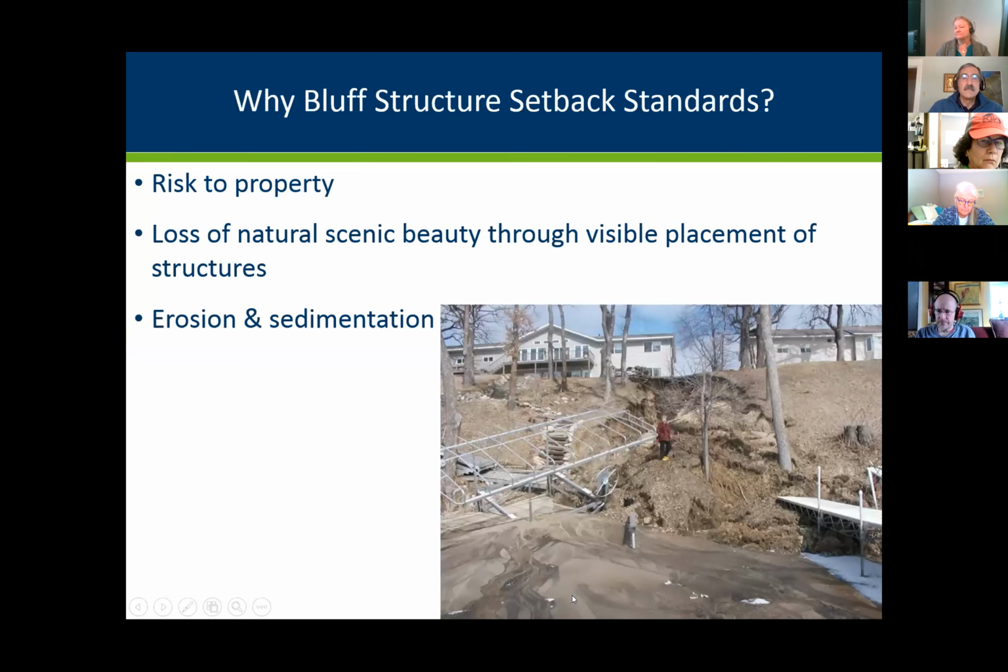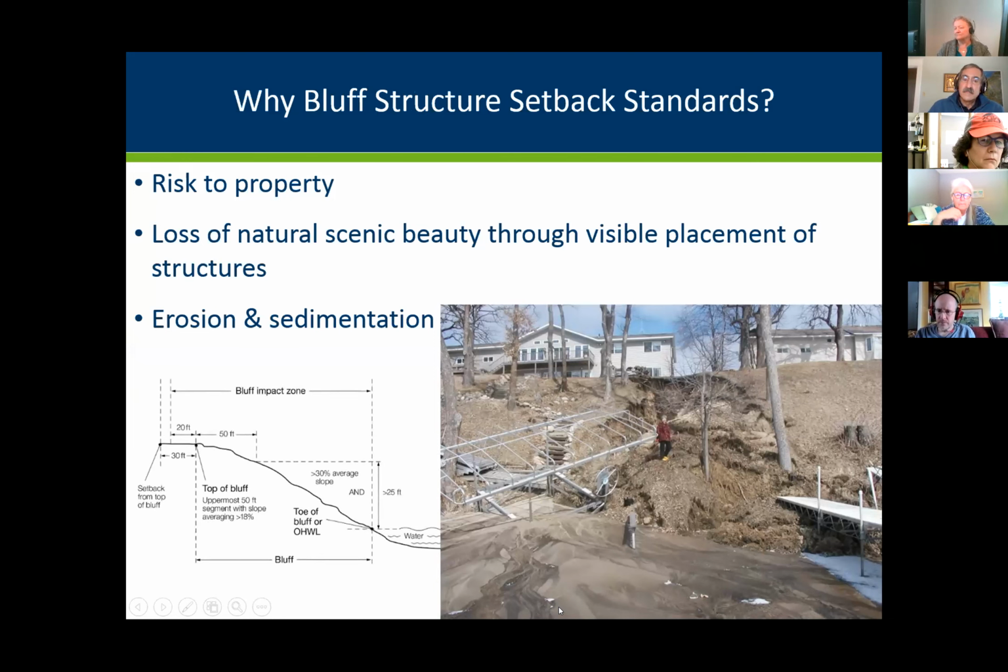Next slide. We regulate bluffs in the shoreland program. By the way, it's all enforced at the local level. We, as DNR, just approve those local ordinances. We also provide technical assistance. We might challenge variances here and there. But bluffs.